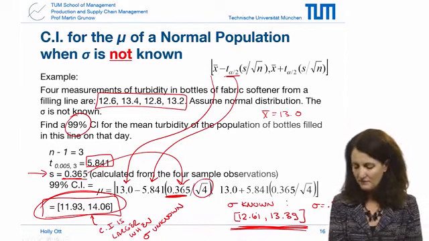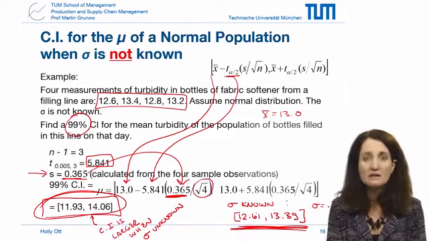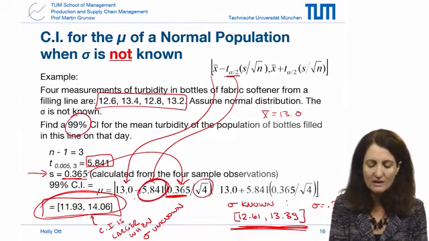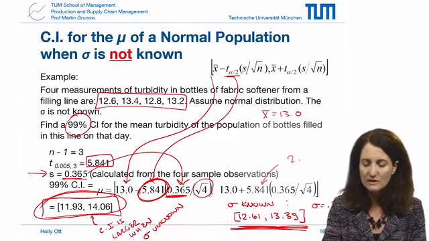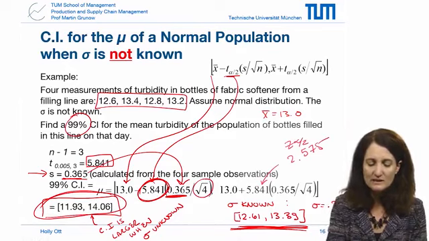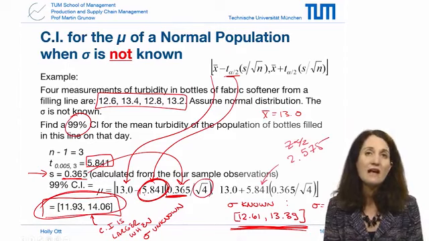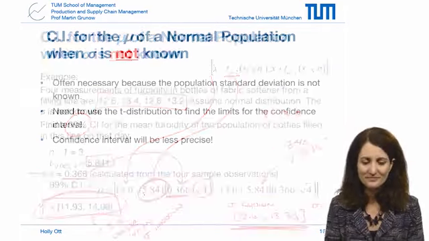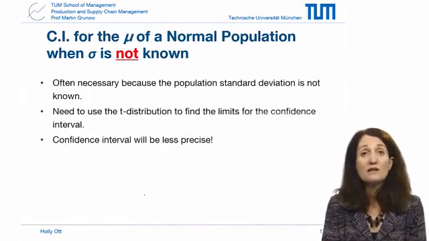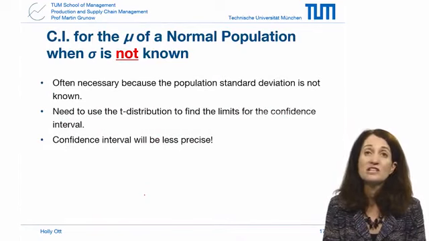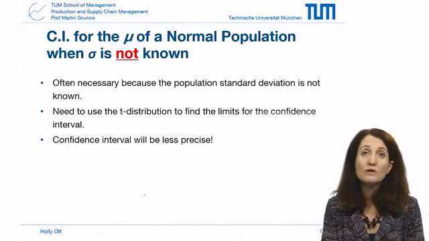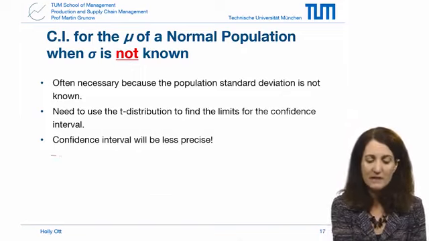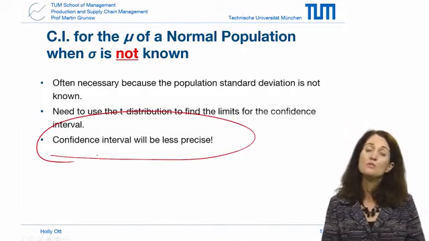But you find that the t value is larger than our z value. Before it was 2.575. This was the z alpha over 2. And this t value is giving us that extra uncertainty and incorporates that into our calculation. So why do we do this? Well, it's often necessary because the population standard deviation is not known. And then we're going to need to use a t-distribution to find the limits for the confidence interval. And the main takeaway here is the confidence interval will be less precise.